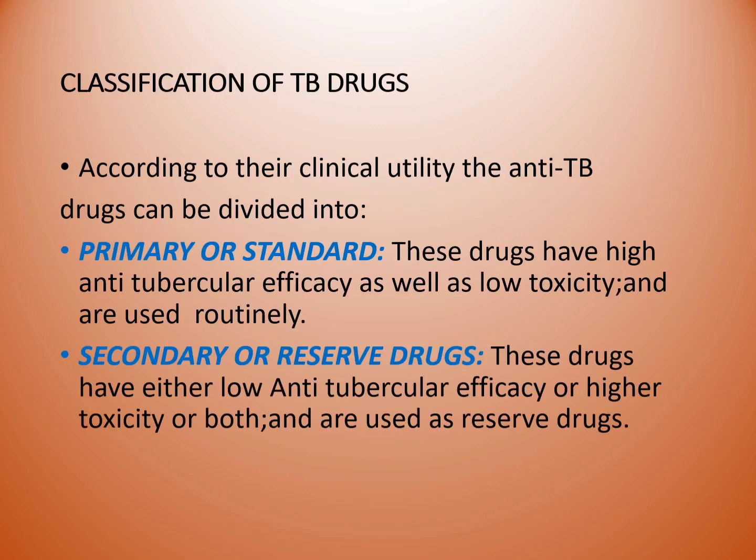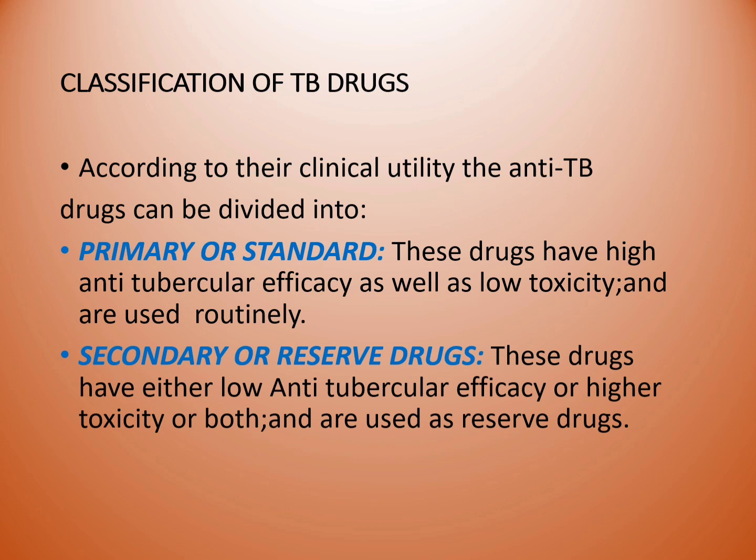This is the classification of tuberculosis drugs. According to their clinical utility, the anti-tuberculosis drugs can be divided into two groups. First one, primary drugs. Second one, secondary or reserve drugs.